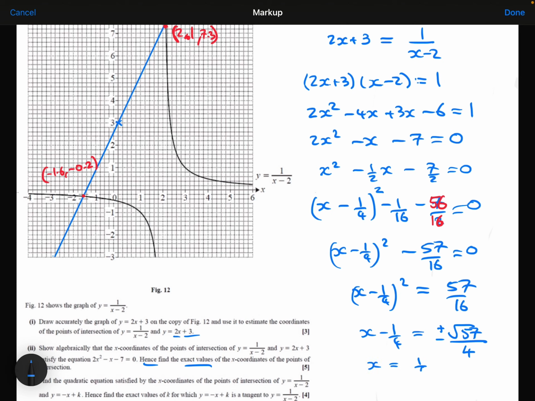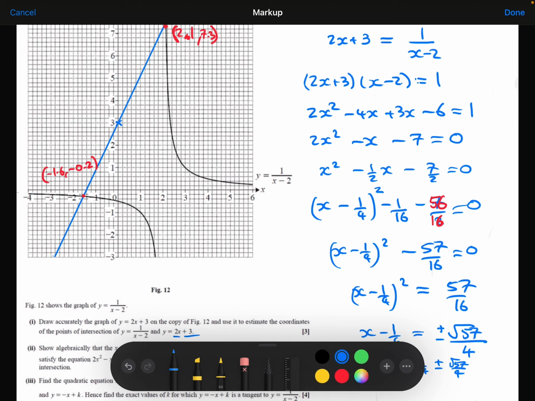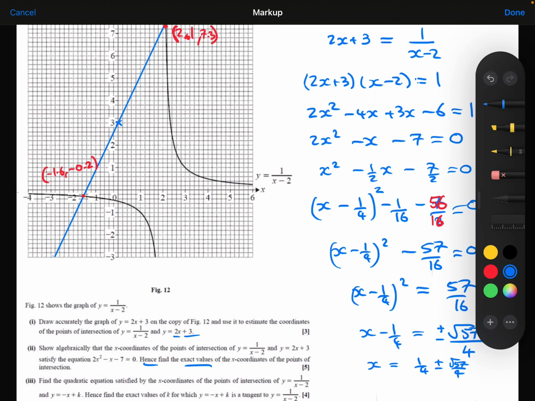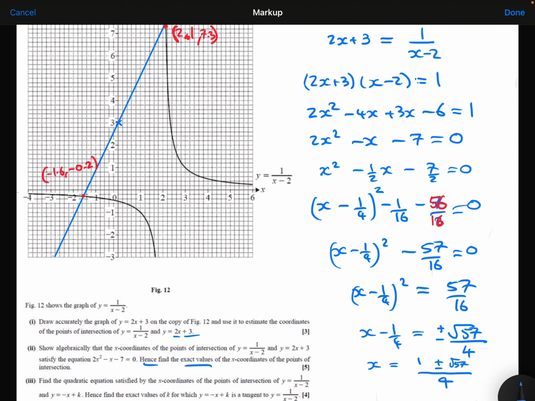Add the quarter to both sides. And I get that. But because I've got a common denominator there, I could actually write that as a single fraction all over 4. And there we go. So the 1 plus root 57 over 4, that's my exact answer for the 2.1. And the 1 minus root 57 over 4 is my exact answer for the minus 1.6.